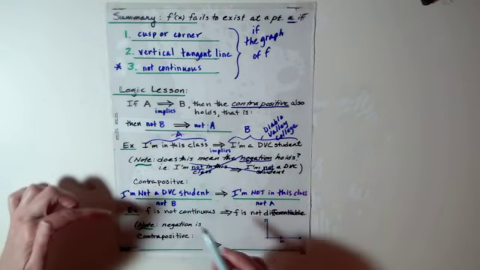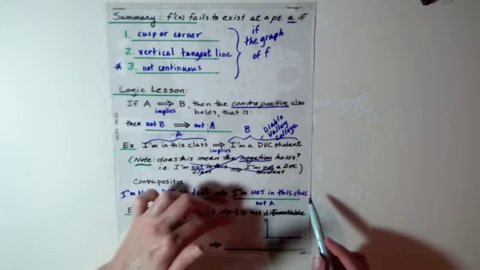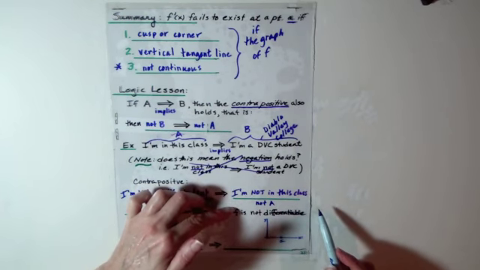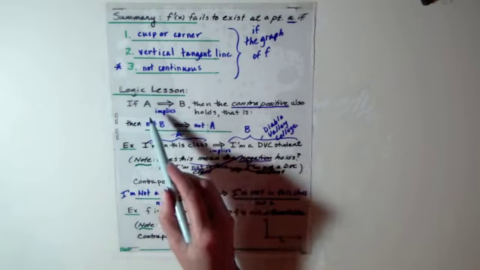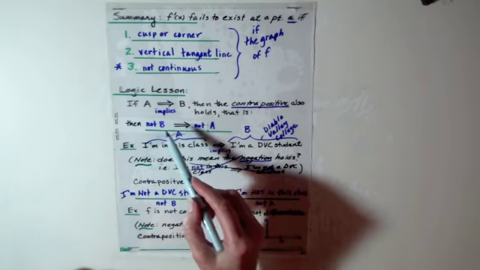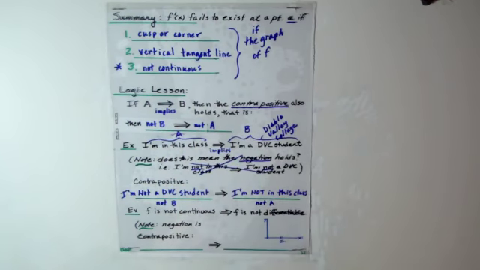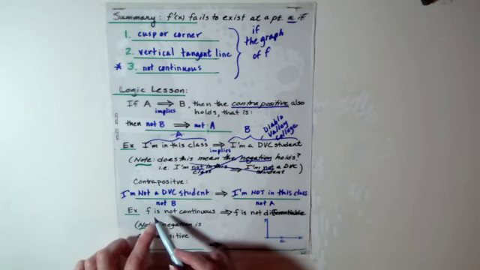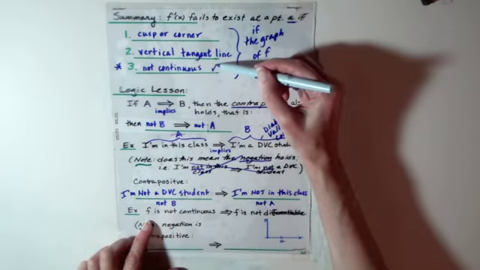That would be correct. If you're not a DVC student, you can't be in a DVC class. So when A implies B, the contrapositive always holds. Not B will always imply not A. Now, remember, we had this statement down here in part 3.